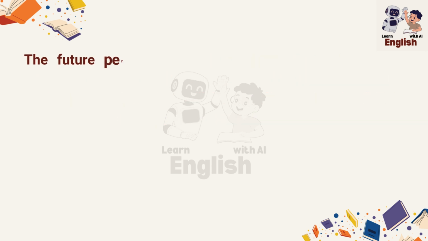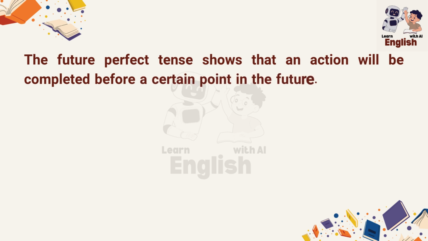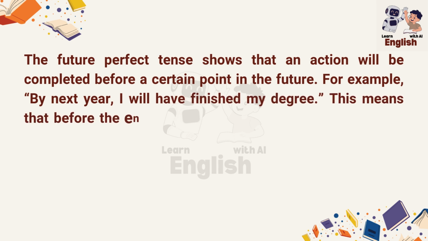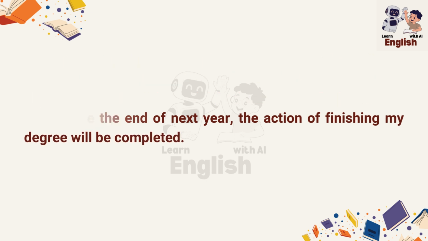The future perfect tense shows that an action will be completed by a certain point in the future. For example, by next year, I will have finished my degree. This means that before the end of next year, the action of finishing my degree will be completed.